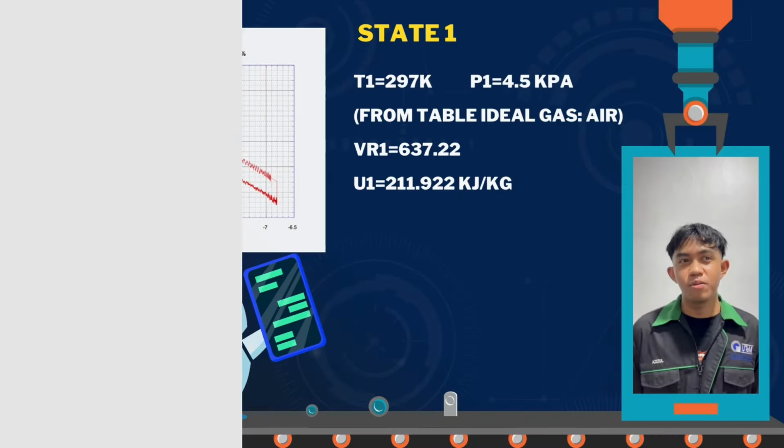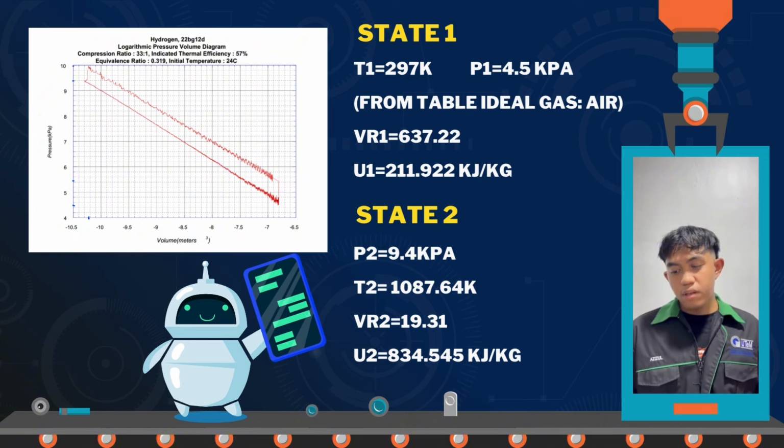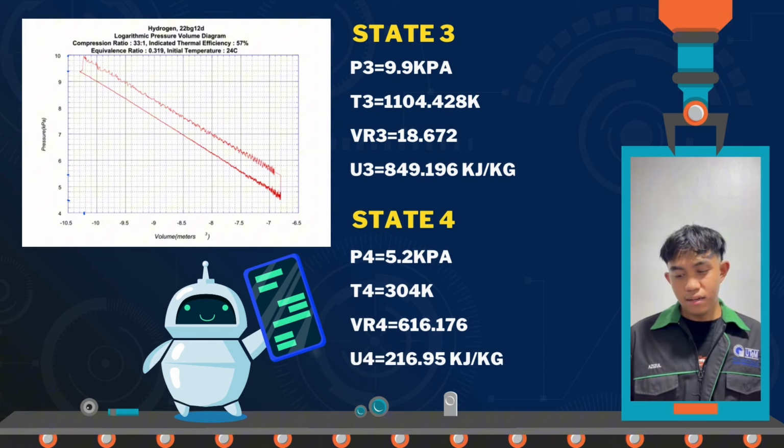For state 2, from the graph, P2 is equal to 9.4 kPa, and we can get the values of T2, VR2 and U2. For state 3, also referring to the graph, we know that the pressure is 9.9 kPa, and we can get T3, VR3 and U3. And for the last state, state 4, from the graph, the pressure is 5.2 kPa, and we can get T4, VR4 and U4.